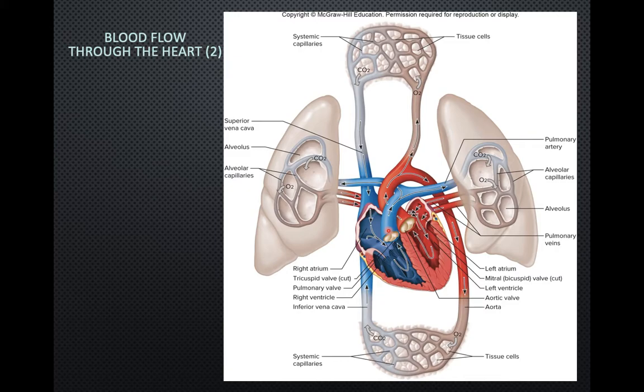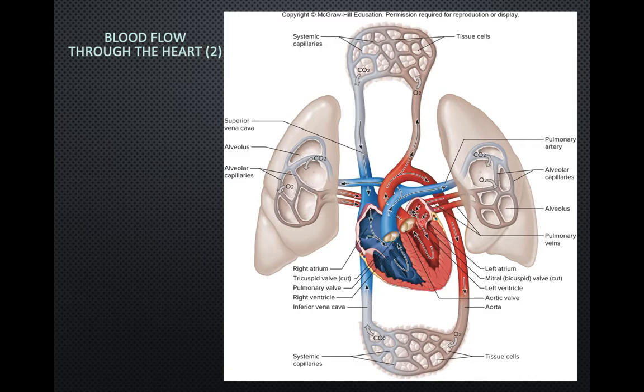Remember that everything pulmonary means that it's going to the lungs. So from the pulmonary trunk, the deoxygenated blood exits through the left pulmonary artery and the right pulmonary artery into the lungs. And from there, carbon dioxide diffuses out and oxygen diffuses into the circulatory system. Now we have oxygen-rich blood. Oxygen-rich blood is going to exit the lungs through the pulmonary veins on the right side and the left side.